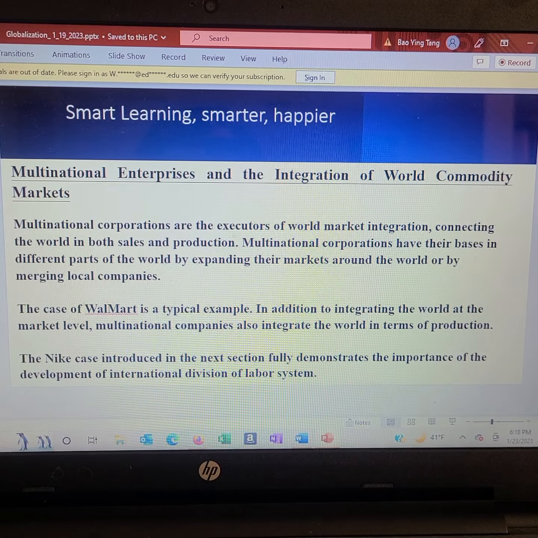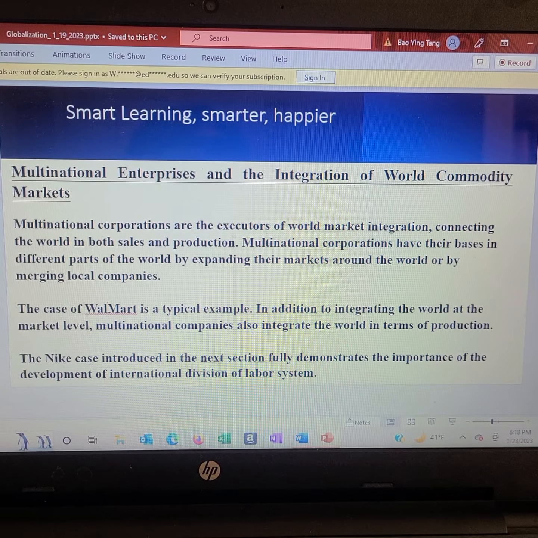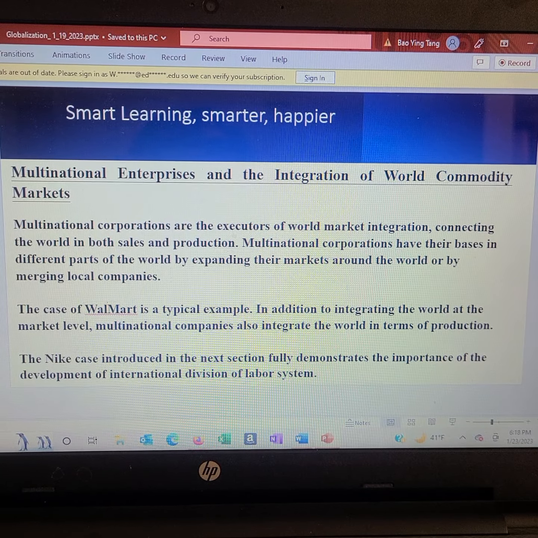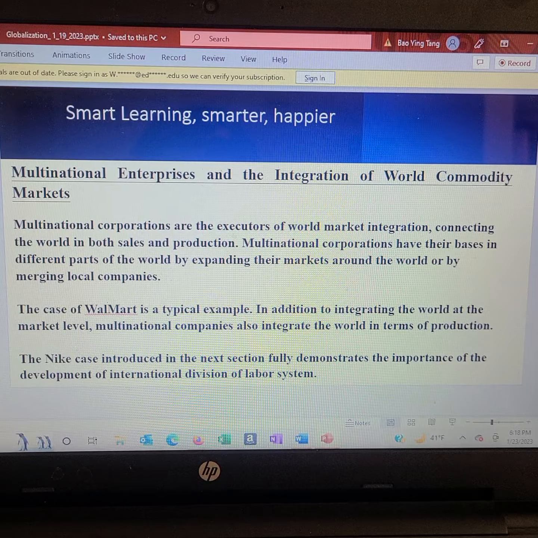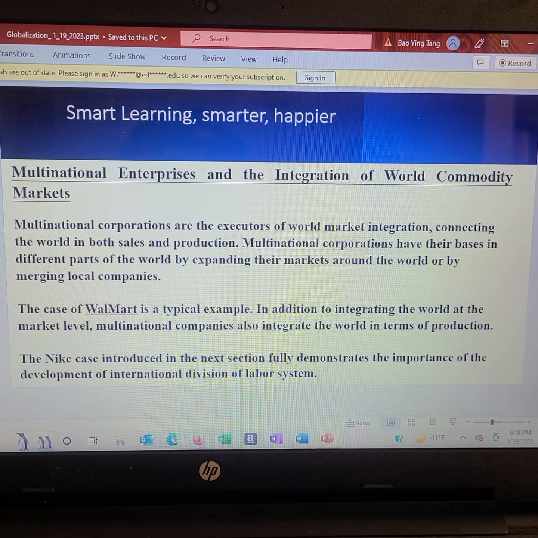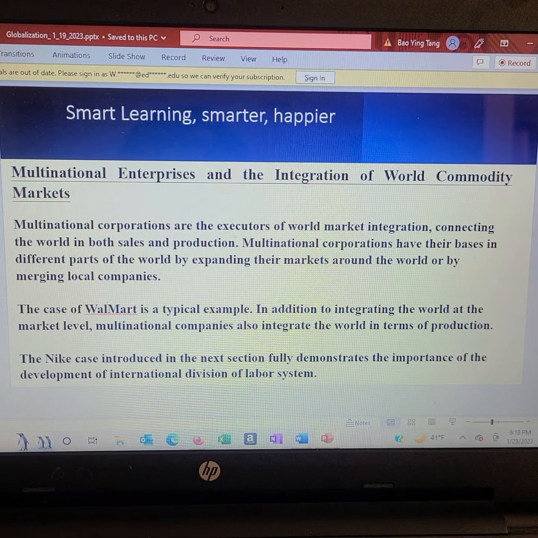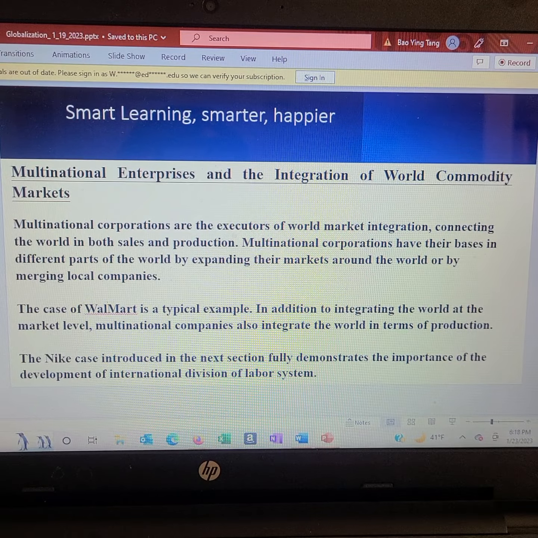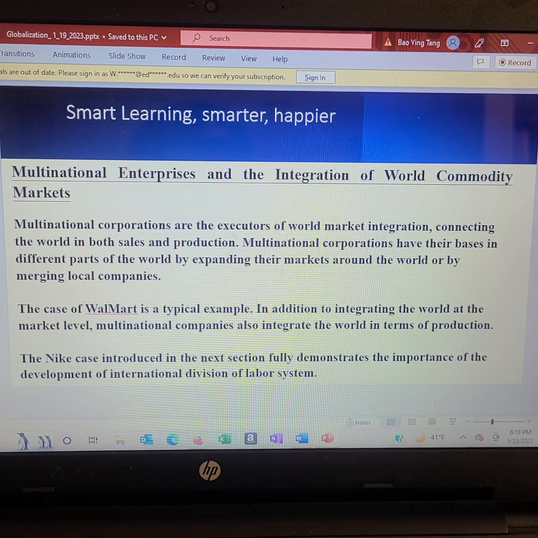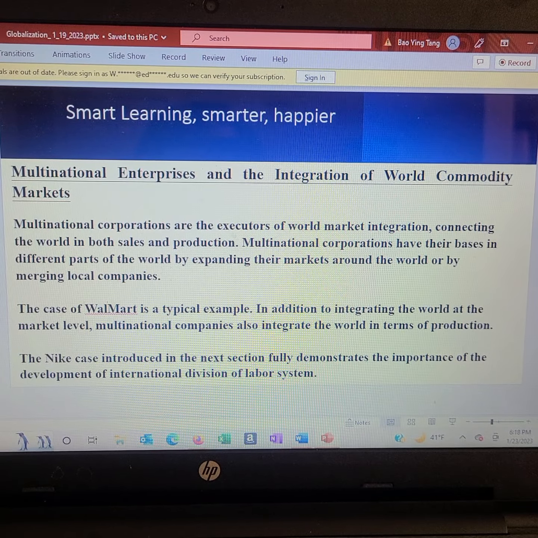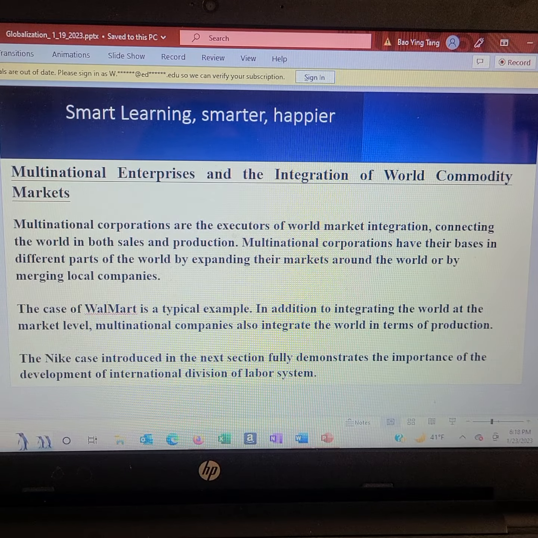In addition to integrating the world at the market level, multinational companies also integrate the world in terms of production. The Nike case introduced in the next session fully demonstrates the importance of the development of international division of labor system.